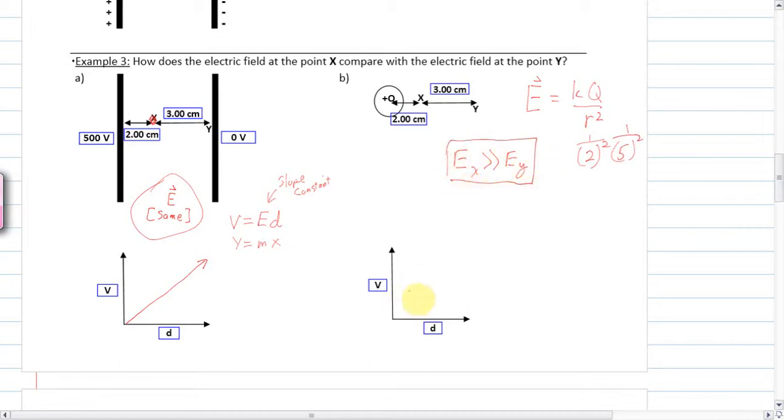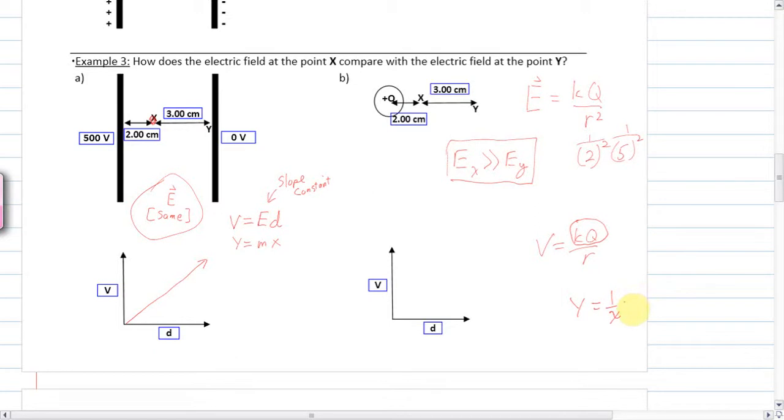How would this graph look like? Well, this graph is V equals KQ over R, or in this case over D if you want the separation. And this is a constant around that point, K and Q. So how does the graph of Y equals 1 over X look like? Anyone remember that from math? Anyone know what this type of graph is called?